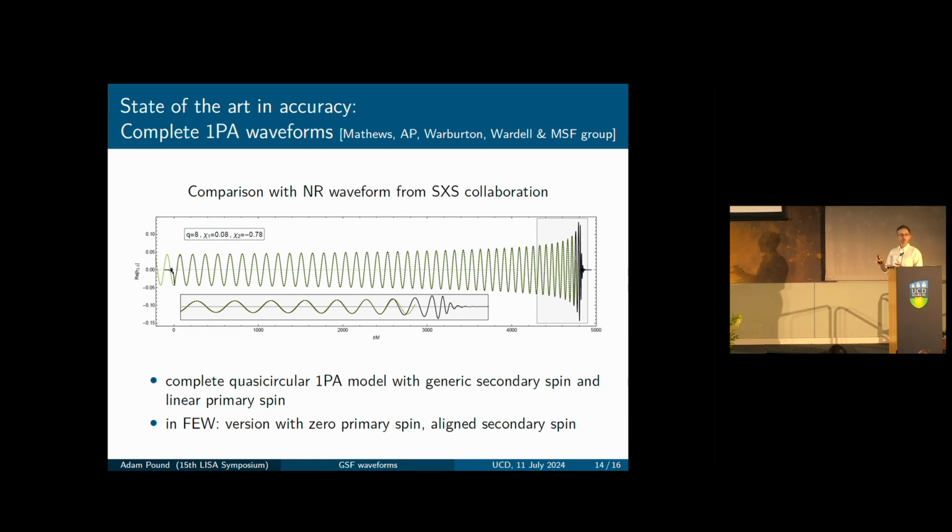So this is the best model we've currently got. Quasi-circular, slowly spinning primary, generic secondary spin. This has been implemented in Phi, except not yet the primary slow spin, but we can add that anytime. I don't know why we haven't added that. And we don't have yet the precessing secondary spin added to the Phi model, but again, that can be added easily. Okay, so this is the best current model.